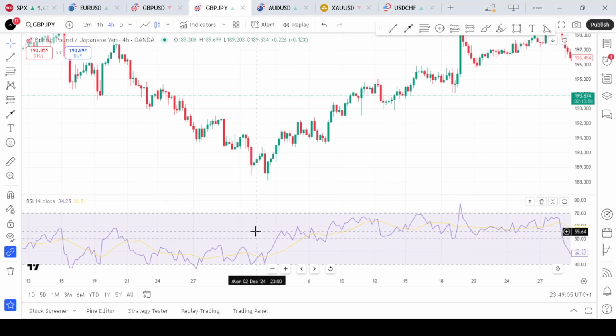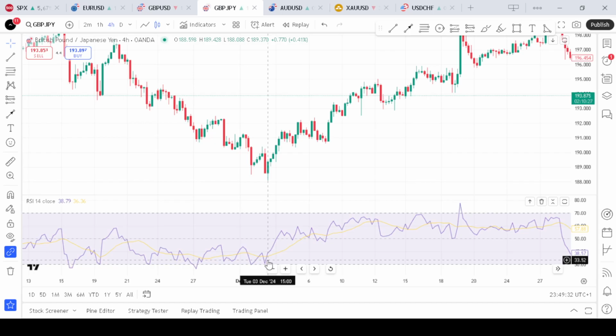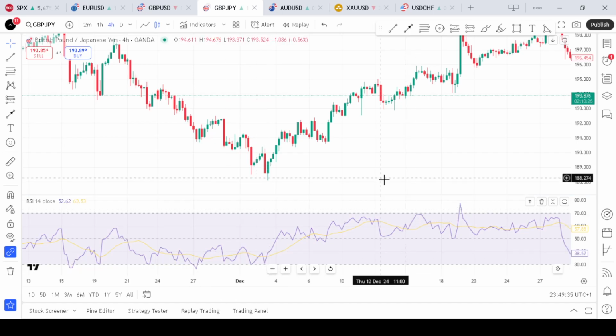The RSI trading strategy is designed to help you make smarter and more precise trading decisions by leveraging the power of the RSI, which is the relative strength index. This strategy focuses on identifying key market conditions, pinpointing entry and exit points, and managing risk effectively, all while ensuring that your trades align with the overall trends in the market. So let's break this down step by step so that you can implement this with confidence in your trading.